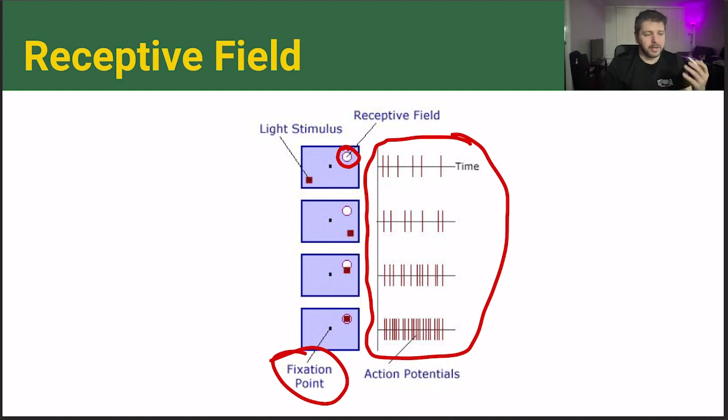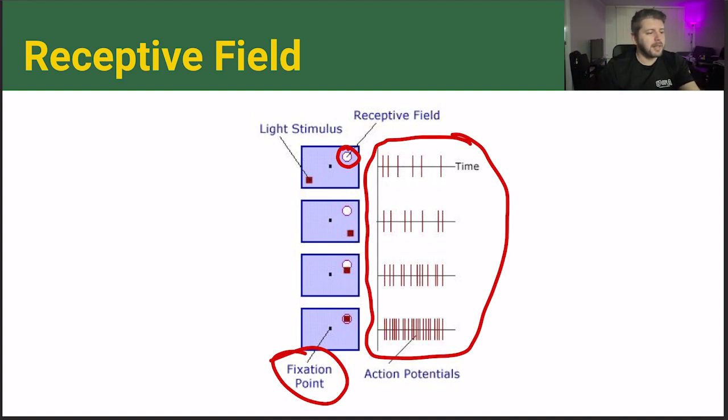So it's not the case that if you're going to record, you're only going to detect action potentials when there's a stimulus in the receptive field. Background firing is a commonality across all neurons in the brain, and it's deviation from background firing that actually carries the information that we're interested in. It's the difference from baseline firing that carries information.